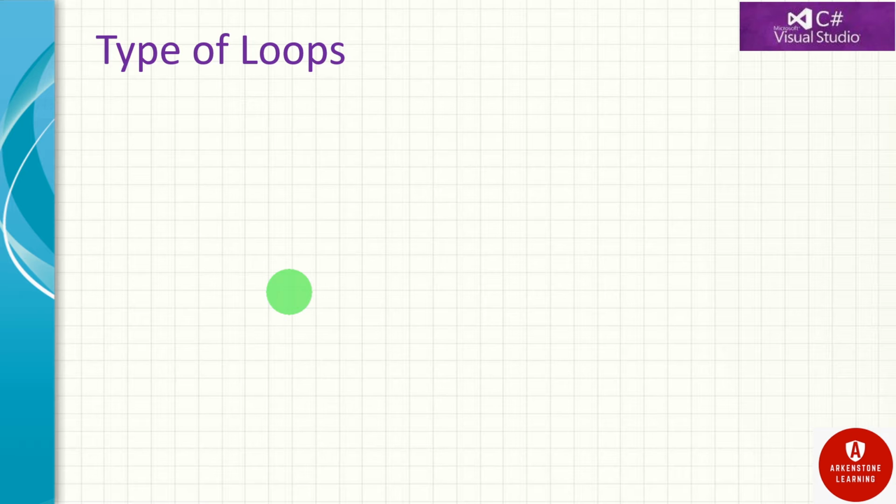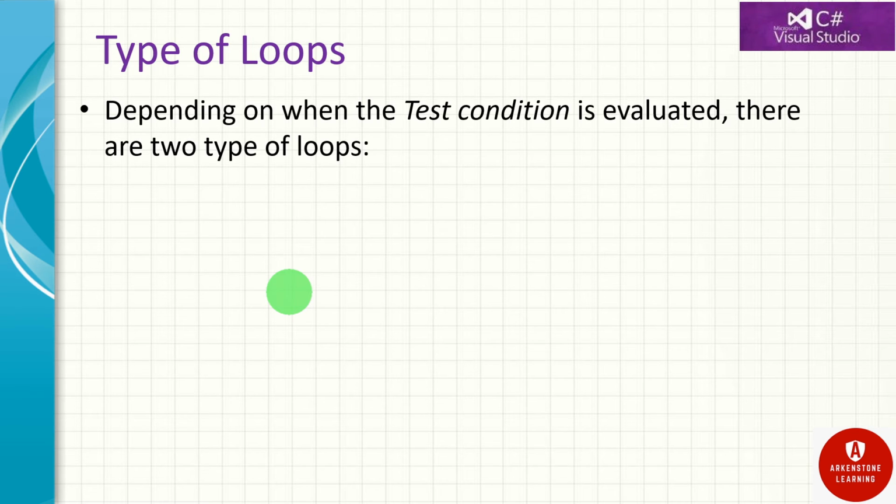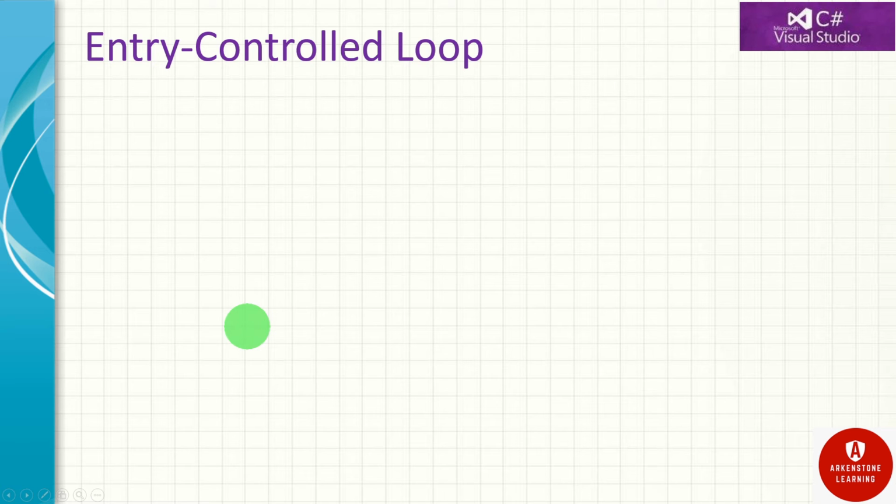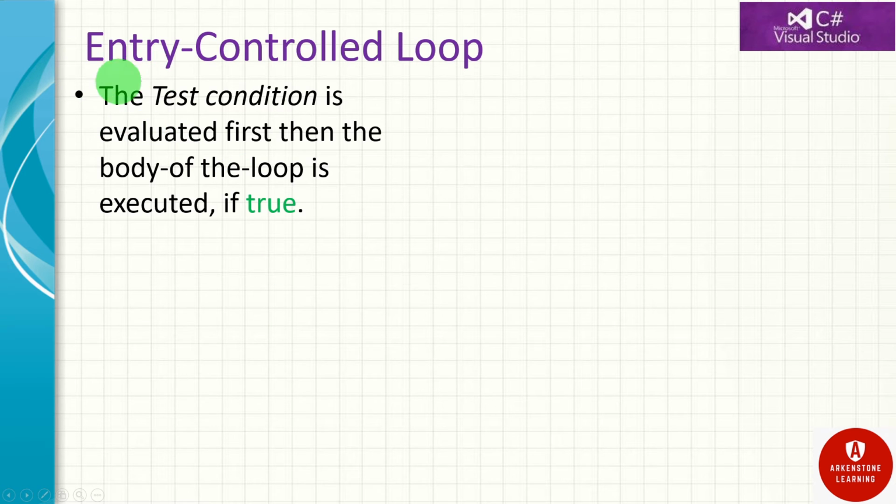So what type of loops are supported in C Sharp? Depending on when the test condition is evaluated, there are two types of loops. First one is entry controlled loop, and the second one is exit controlled loop. So let us study about them one at a time. In an entry controlled loop, the test condition is evaluated first and then the body of the loop is executed if true. So if the test condition is true, only then the body of the loop will be executed.